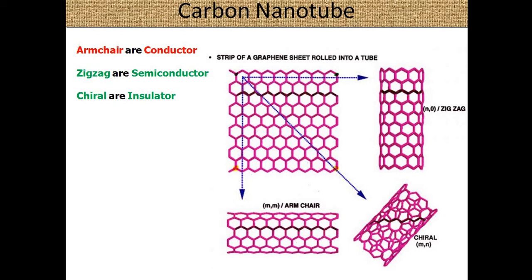Please note that this chiral carbon nanotube is insulating in nature. So these are the insulators. So my dear friend, this is the beauty of carbon nanotube: a single tube, a single material which can show all the three properties of conduction. That is, it can be a conductor, it can be a semiconductor, it can be an insulator.